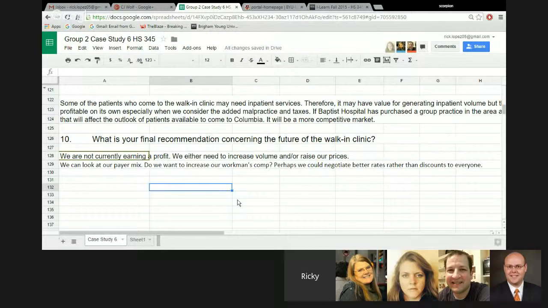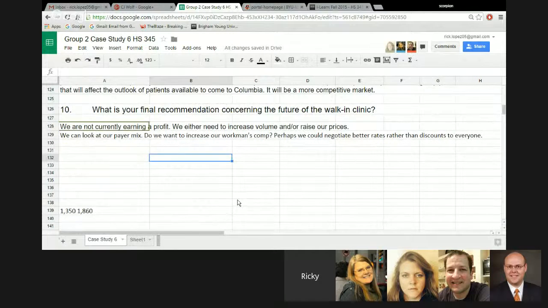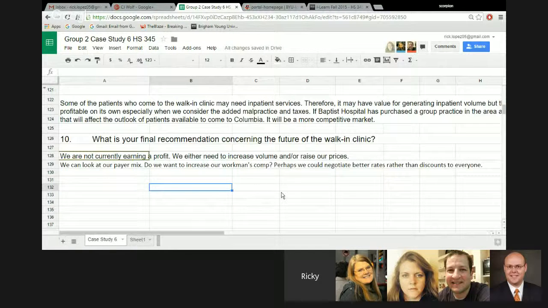So, final recommendation. Obviously we're not earning a profit right now, so we have a couple of options. Maybe we could increase our volume and or raise our prices. We could maybe look at our payer mix. Who's paying for our services, and do we really want to increase our workman's comp, and can we increase it enough so that it's profitable?